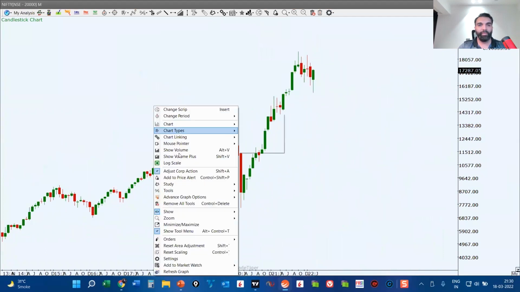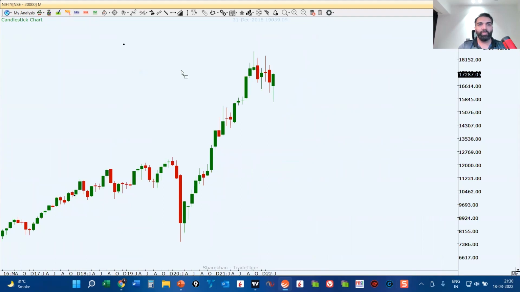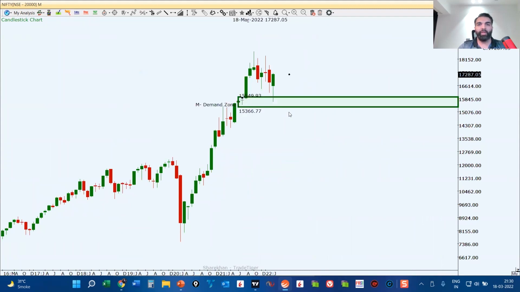Perfect. All right. So last week we saw that Nifty has bounced from this monthly level of demand. And this monthly level of demand is holding up pretty strongly. Currently, there is no overhead supply on the monthly chart. So we may have to go to the weekly charts to see a couple of supply zones.